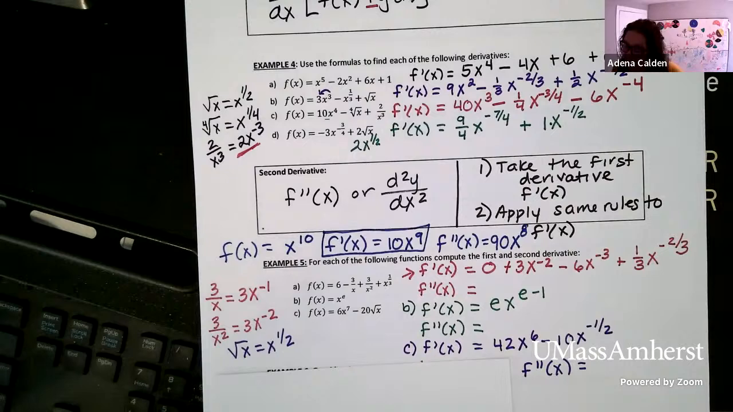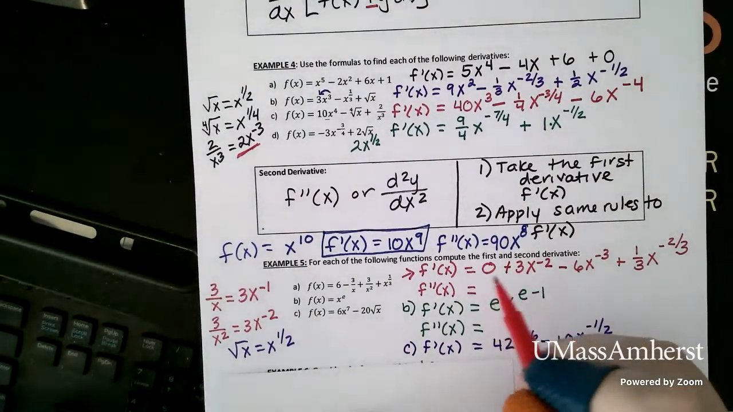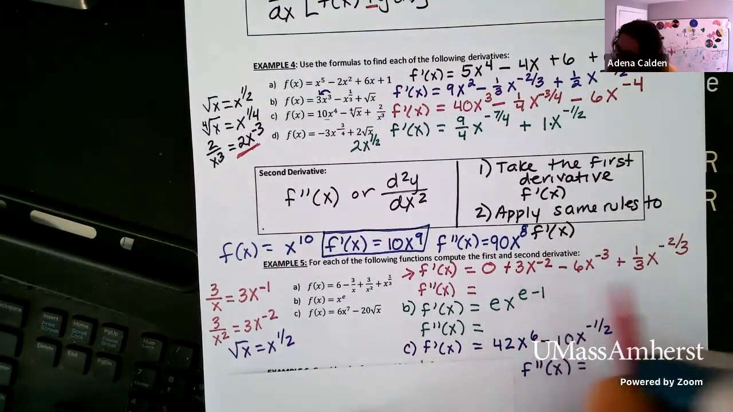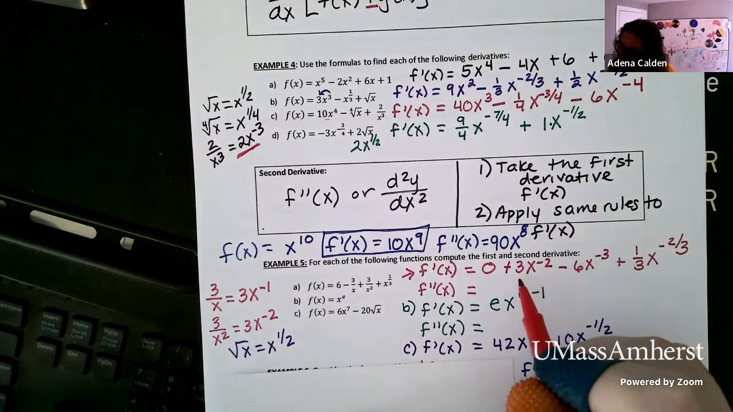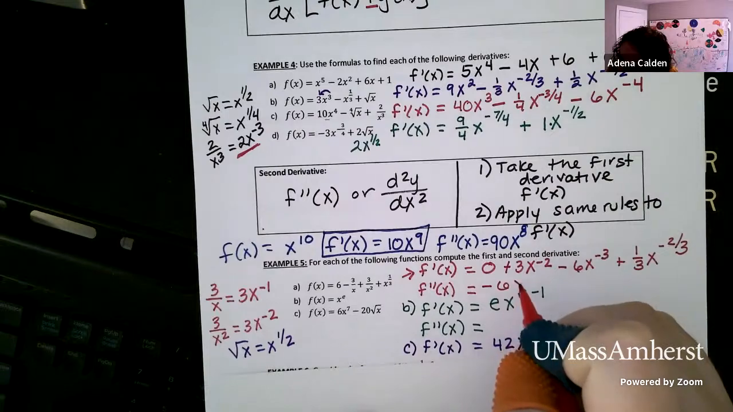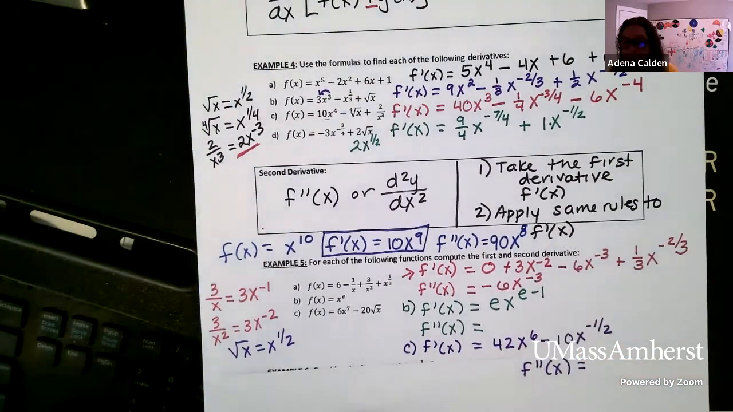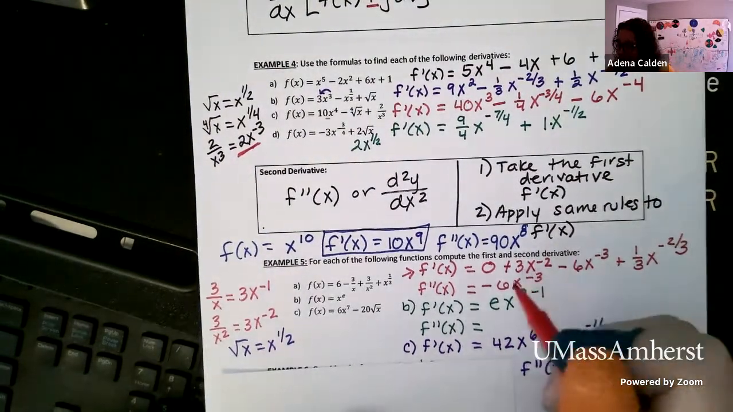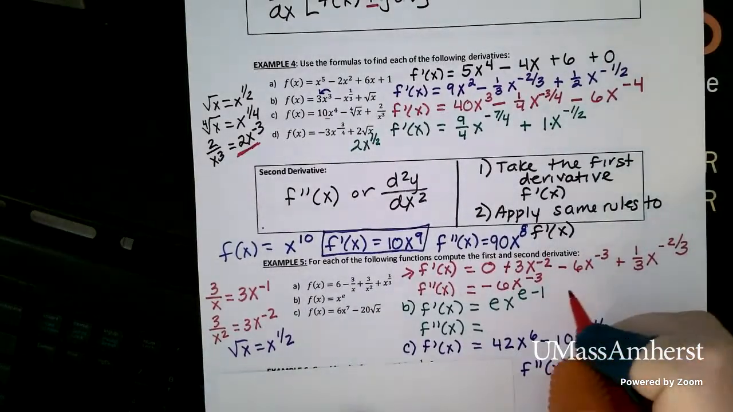So now when we take the second derivative, the 0 goes away. So we can just start with the terms that are non-zero. We have 3x to the negative 2. That becomes negative 6x to the negative 3. So the negative 2 came down. We subtract 1 from the power.